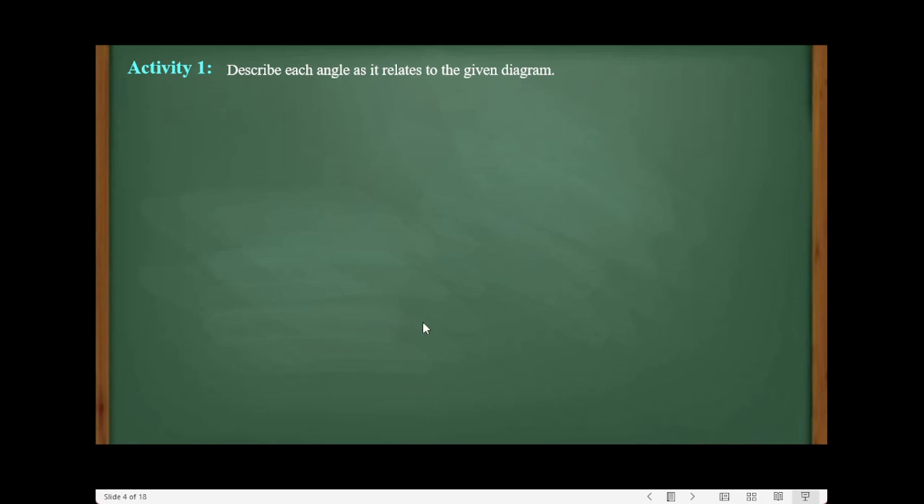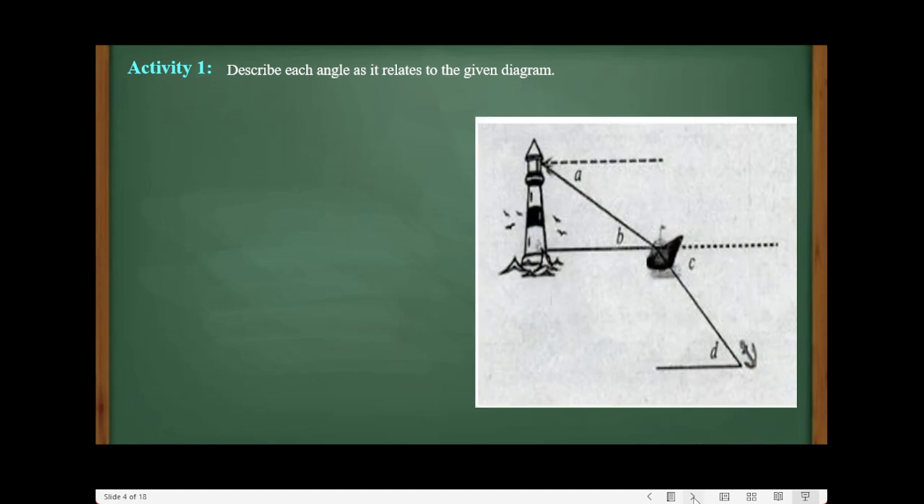Okay, I think everyone is done answering this activity. So it's time now to reveal the answers. Okay, I think everyone is ready. For our first 4 items, number 1, angle small letter A is what?